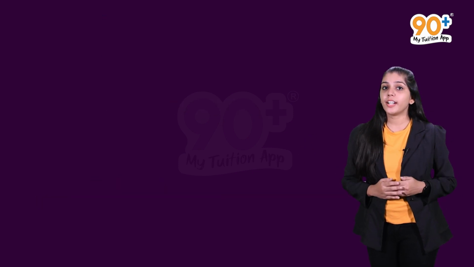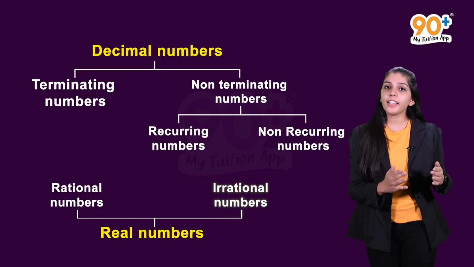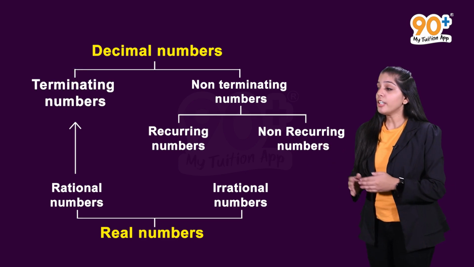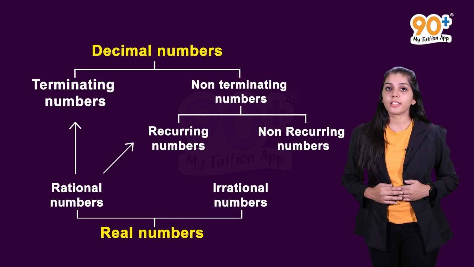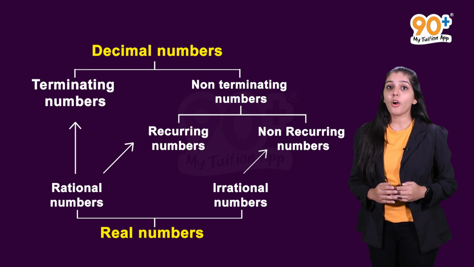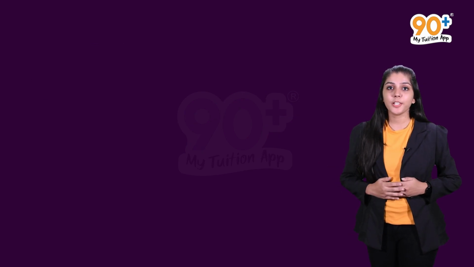Students, we know that the real numbers are distinguished as rationals and irrationals. Now, terminating and non-terminating repeating numbers form rational numbers, while non-terminating non-recurring numbers form irrational numbers. Let's discuss some exercise problems.